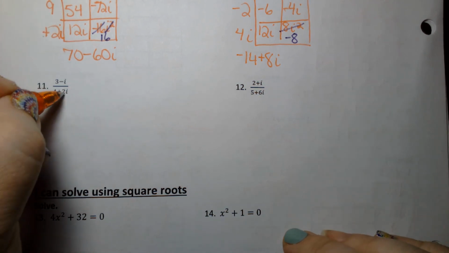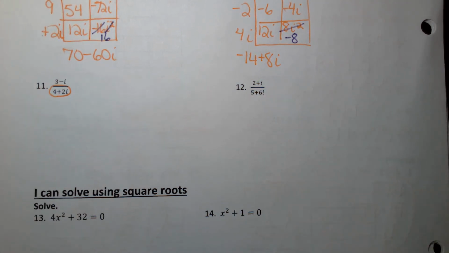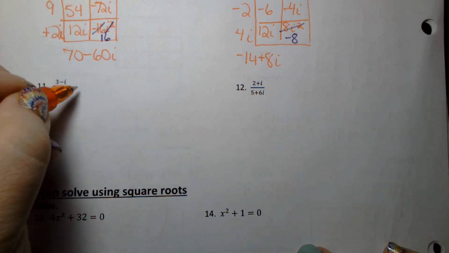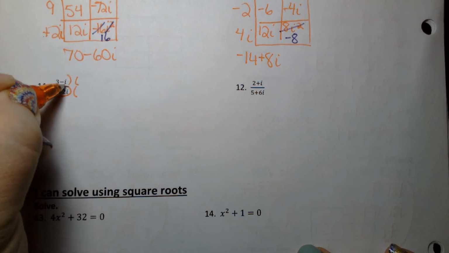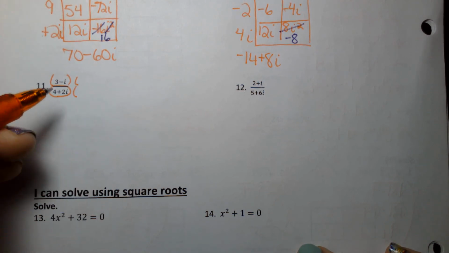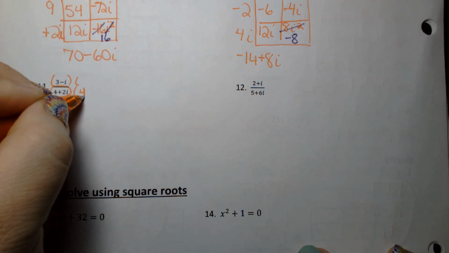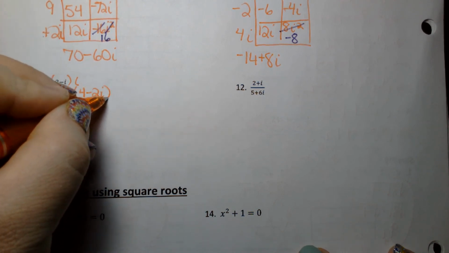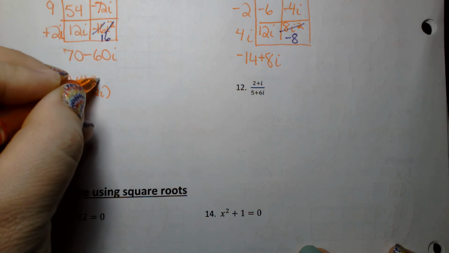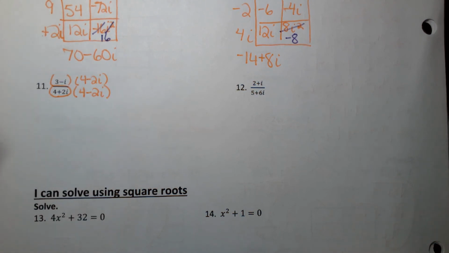We are not allowed to have i in the denominator of our answer. So to get rid of i in the denominator of our answer, we multiply both the top and the bottom by the conjugate of the bottom. So this becomes 4 minus 2i that I multiply by. We never do anything with the conjugate of the top. It's always the conjugate of the bottom that gets multiplied on top and bottom.